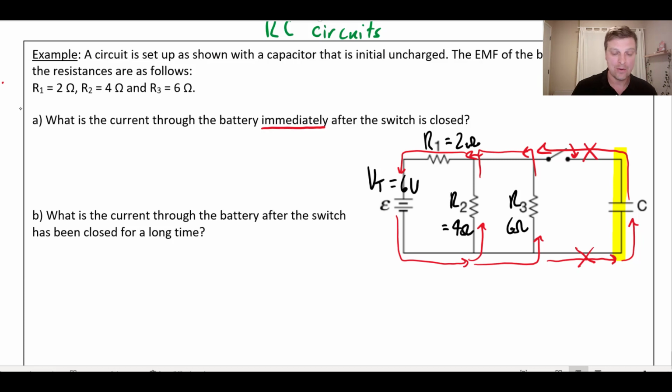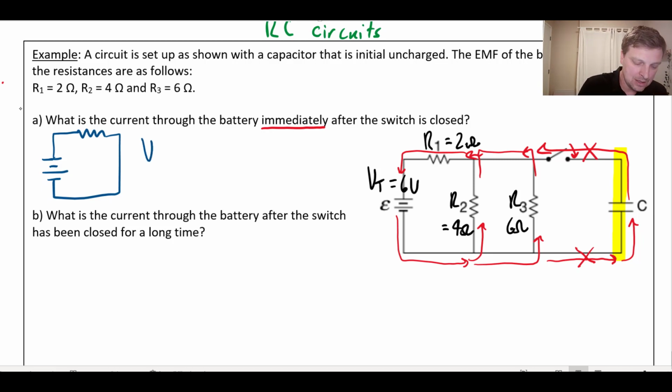So what are we talking about? The current through the battery immediately after the switch is closed. Well, in that case, my circuit is basically just R1. And then all of the current is going to go around through the capacitor. It's going to skip R2 and R3. Now, you might say, does some tiny amount trickle through R2 and R3? Maybe, but because the resistance through the capacitor is basically 0, we're going to say that all the current goes through that. We are talking about ideal circuits here.